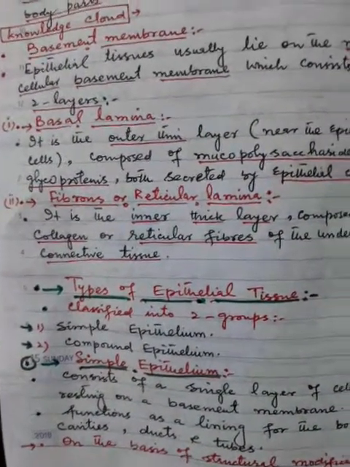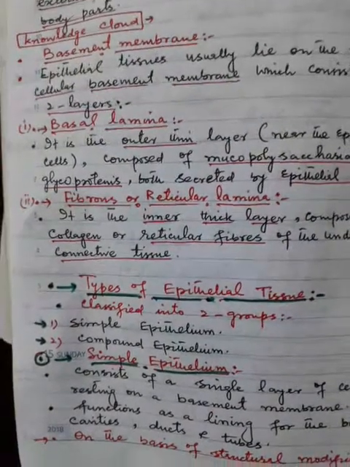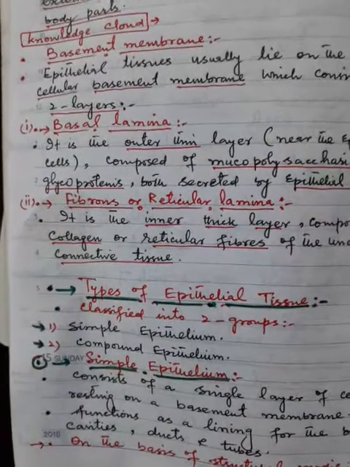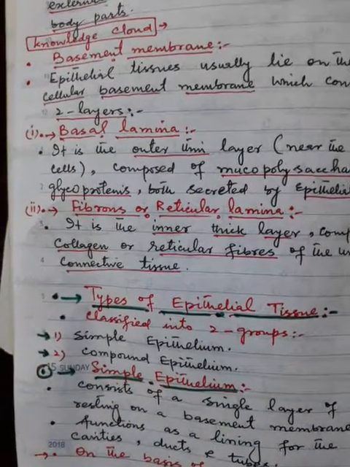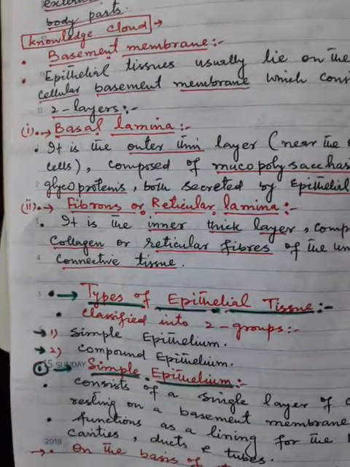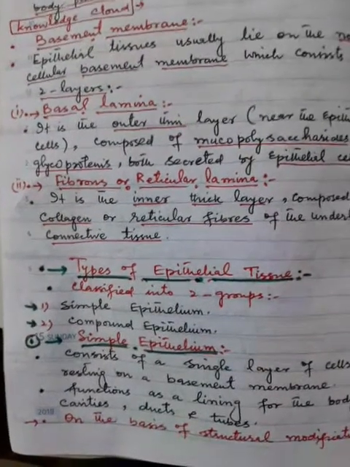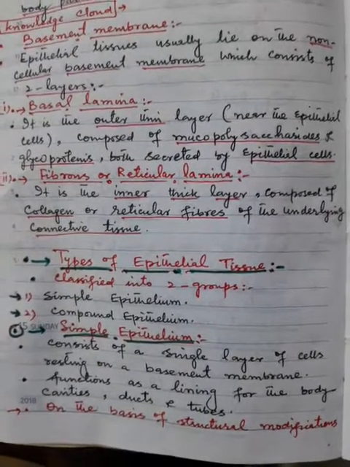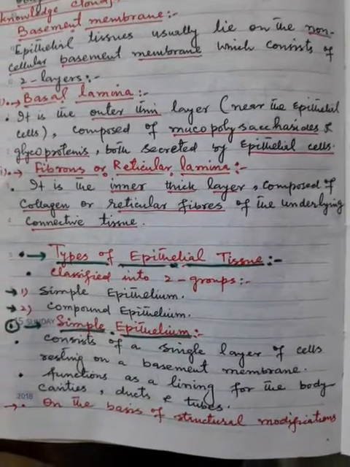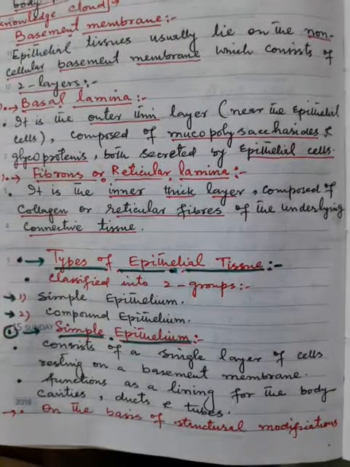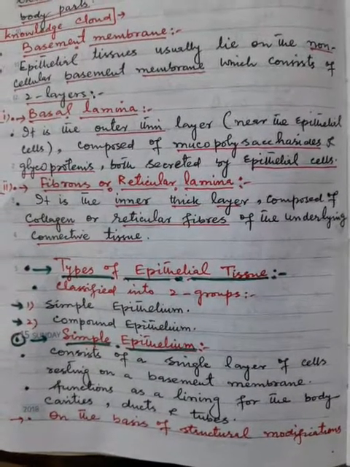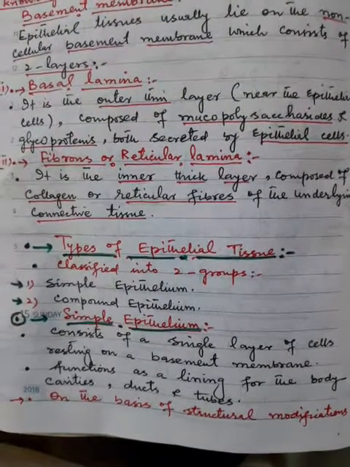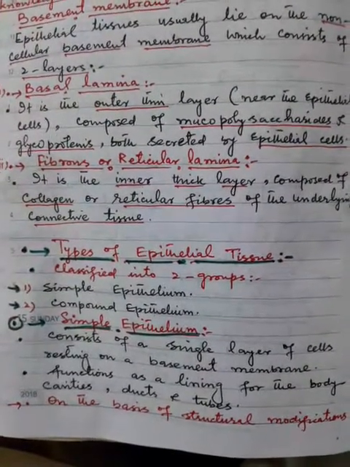Now, the types of epithelial tissue. Epithelial tissue is classified into two groups. Number 1, simple epithelium, and number 2, compound epithelium. Now, first, simple epithelium. Simple epithelium consists of a single layer of cells resting on a basement membrane. Simple epithelium functions as a lining for the body cavities, ducts, and tubes.